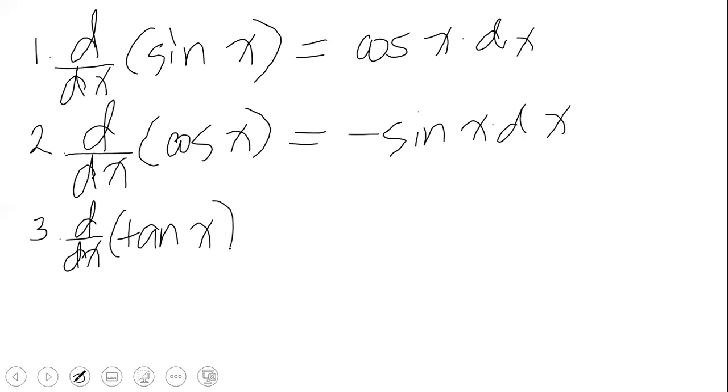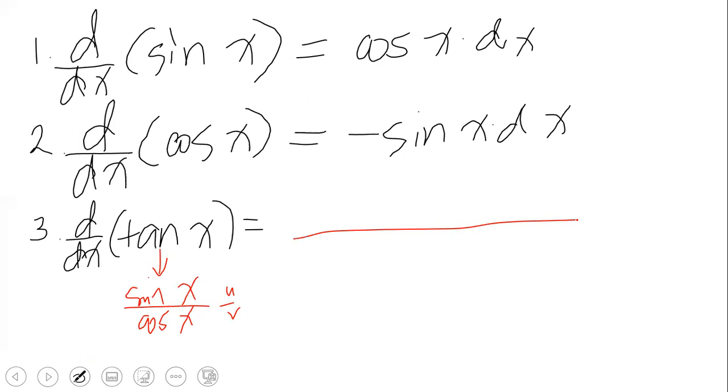Tangent x. So, paano natin nakuha ang differentiation ng tangent x? Remember, ang tangent is also represented by the ratio in terms of sine x over cosine x. So this time, gagamitin natin ang quotient rule for differentiation. So this is v du minus u dv over v squared. So you also have the mnemonics v du minus u dv over v squared.